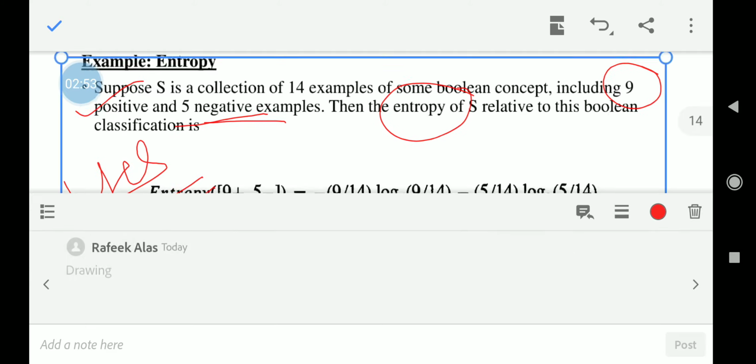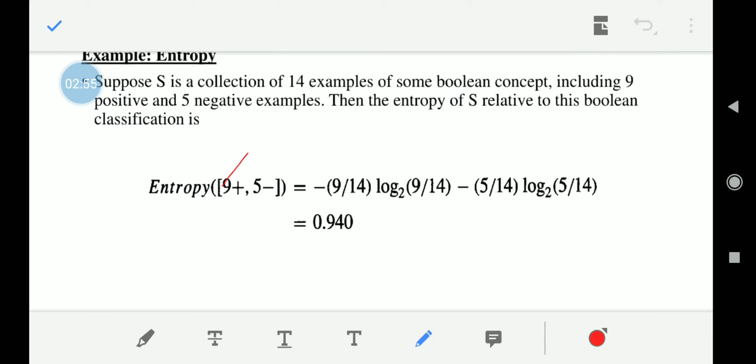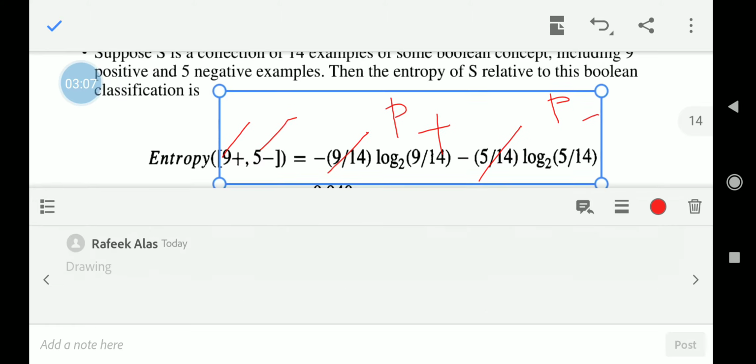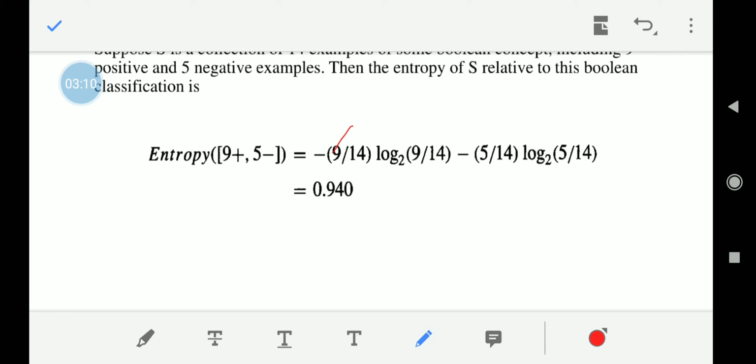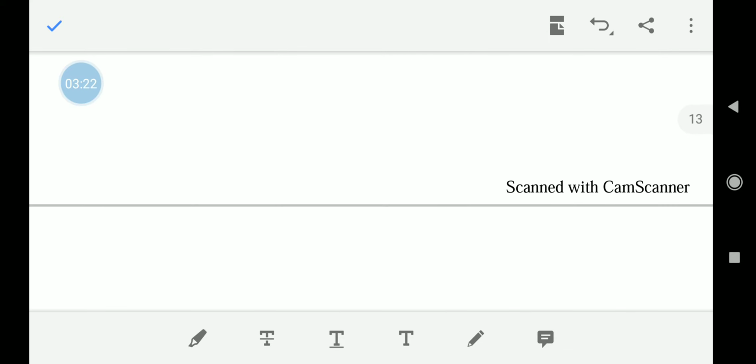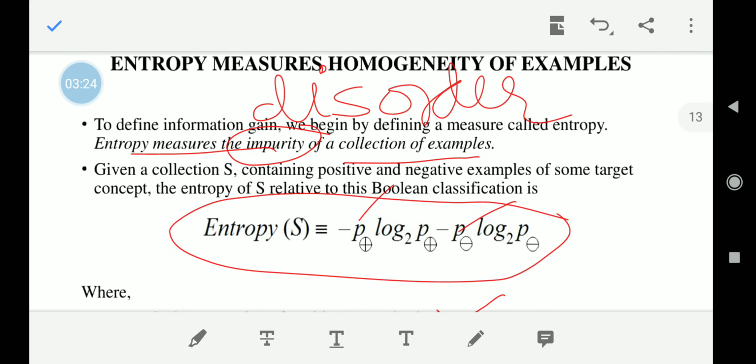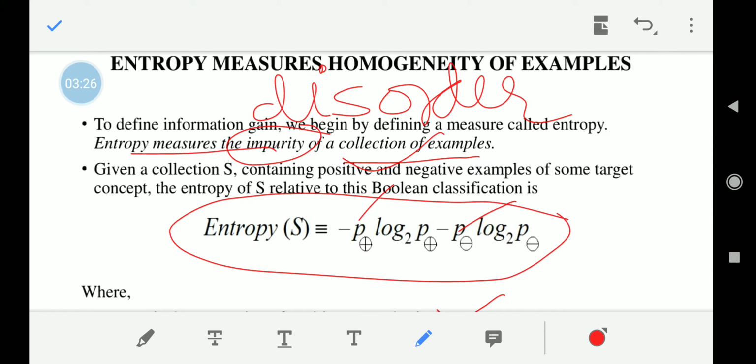That is calculated by the below formula. 9 plus is the positive, 5 minus is the negative. This is P plus, proportion of positive. This is P minus, proportion of negative examples in total space. So you can see 9 divided by total space 14, then 5 divided by 14, you will get around 0.940. This is the entropy. It tells us the impurity present in the collection of sample space.